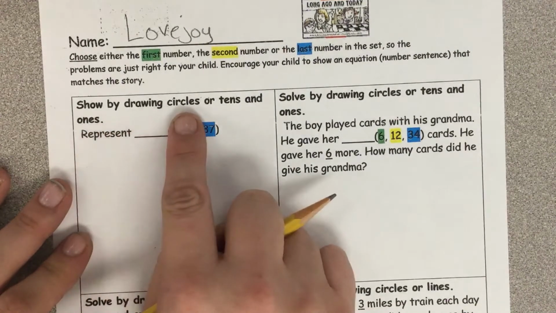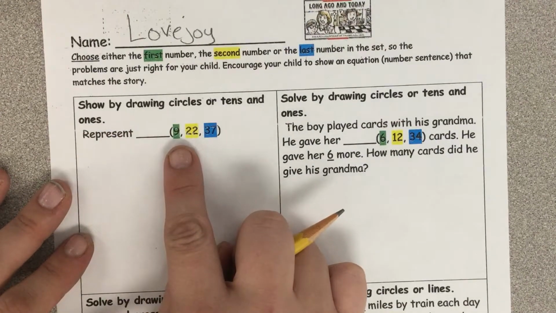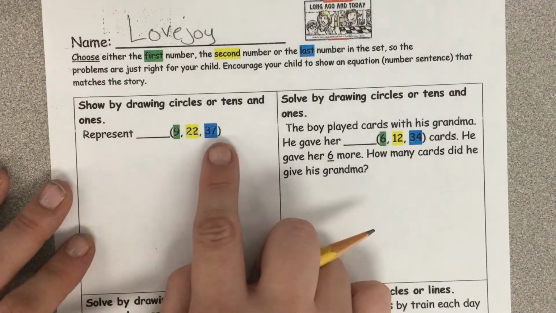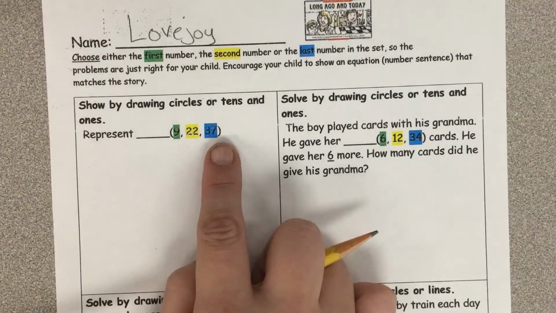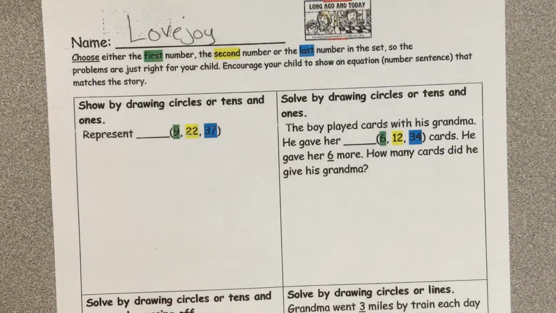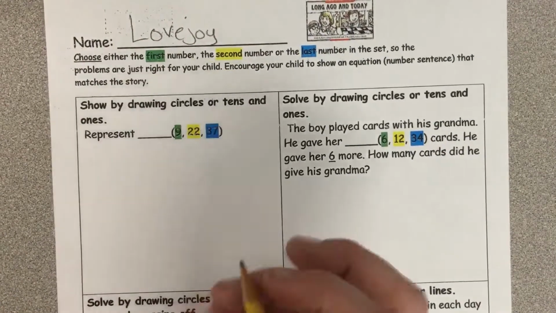Show by drawing circles. Remember, the green ones are meant for kindergarten, the yellow numbers are for first grade, and the blue numbers are for second grade. But if you want to choose a different number or a harder number, that is fine. For this video, I'm going to do the green numbers.